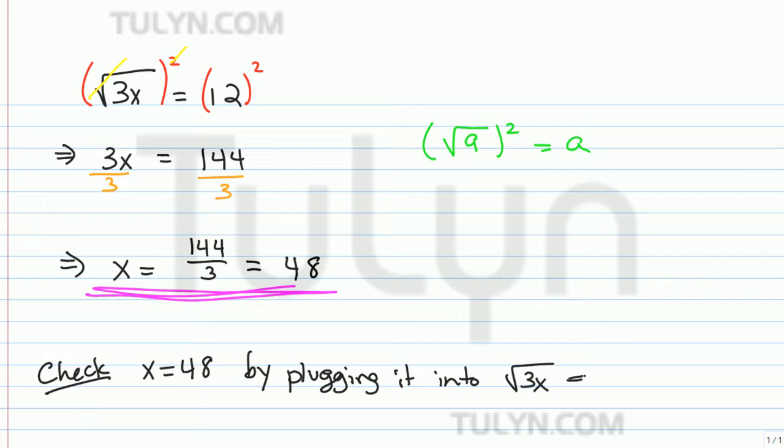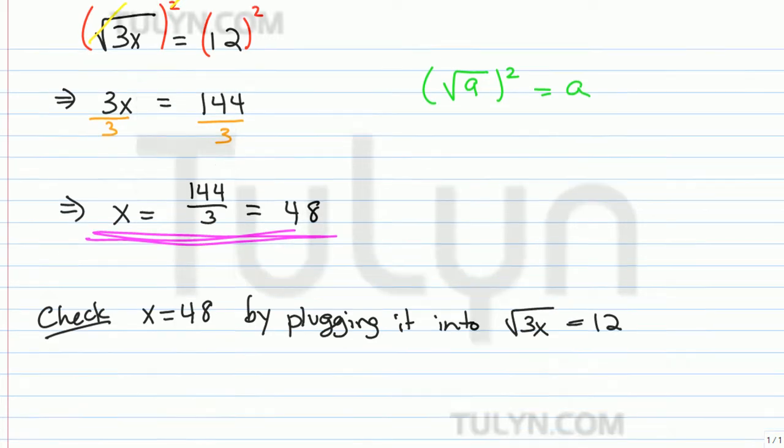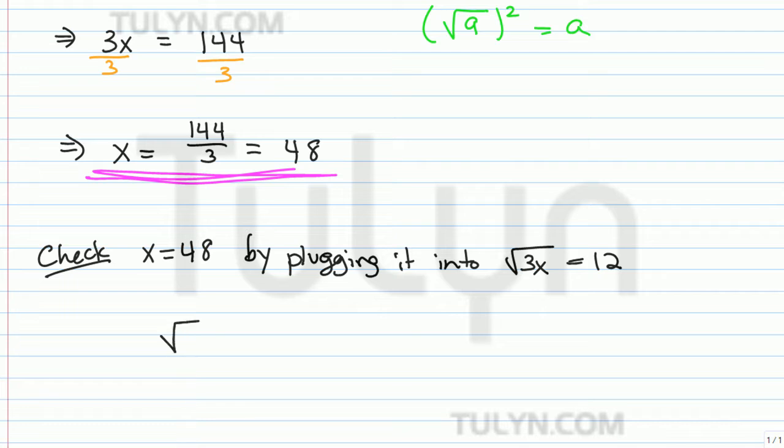So square root of 3x is equal to 12. So we want to check to see if square root of 3 times 48 is equal to 12. And the way we write it is that instead of the equal sign, we put a little question mark over it. That way you will be able to tell people that you're not saying that it's true that they're equal, but you're seeing whether it is true.